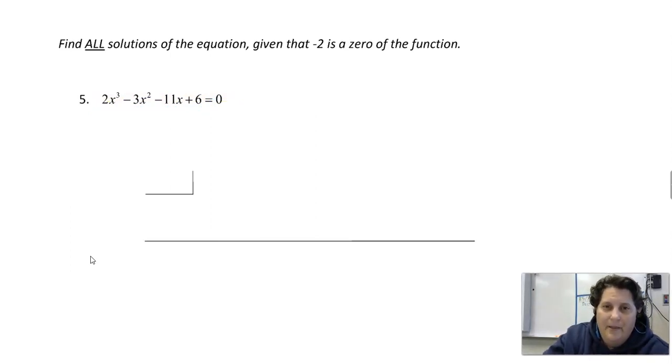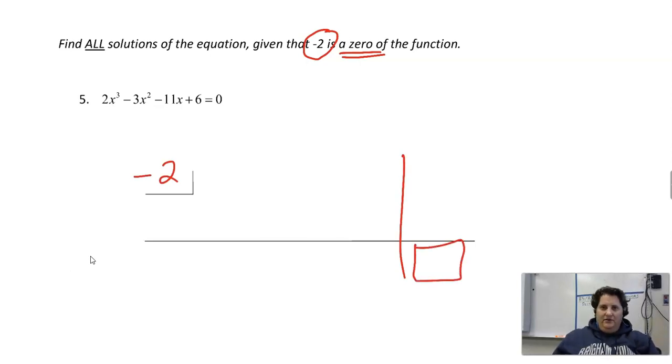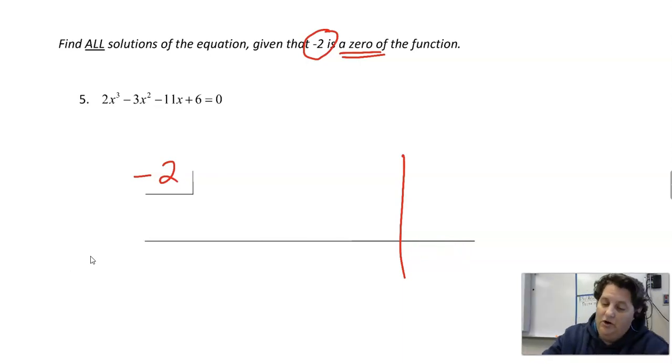All right? Well, the only way that I can really do this is because it specifically told me negative 2 is a 0. What that means is that if I do synthetic division with negative 2, what should I get at the end right there? Well, if it's a 0, that means it's a solution, which means my remainder should be 0. Okay? So it told me that, so let's see if this actually works, right?